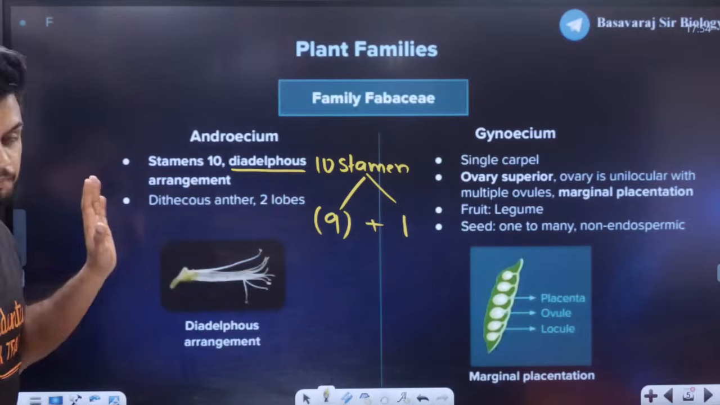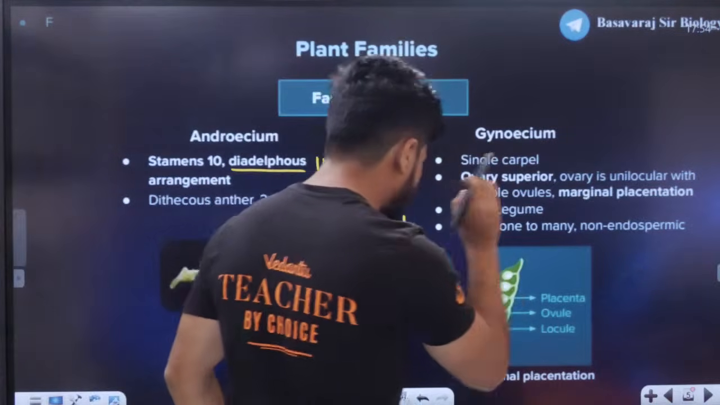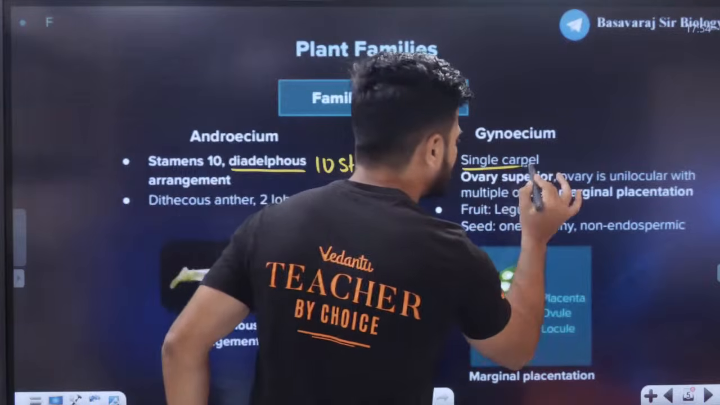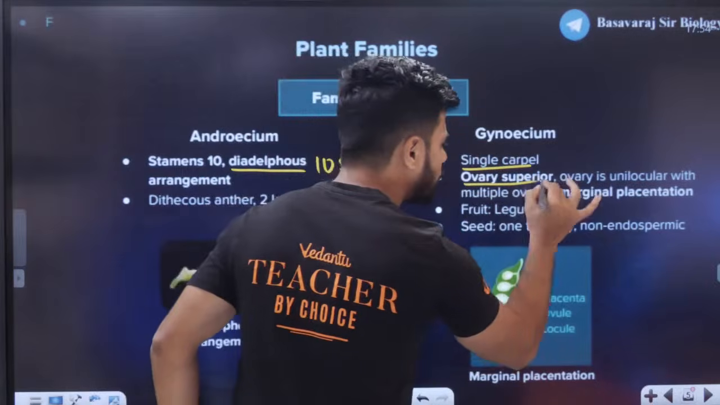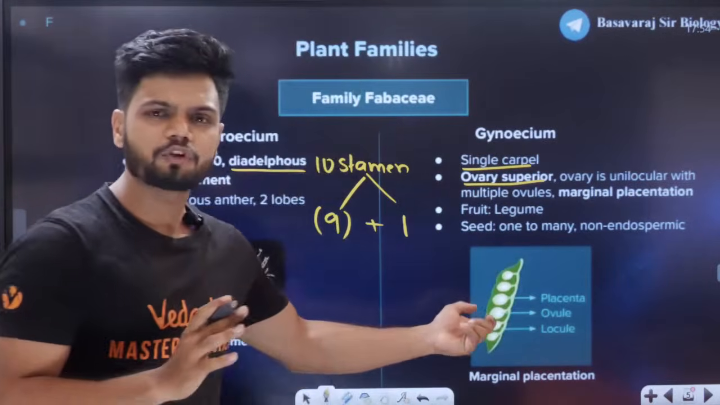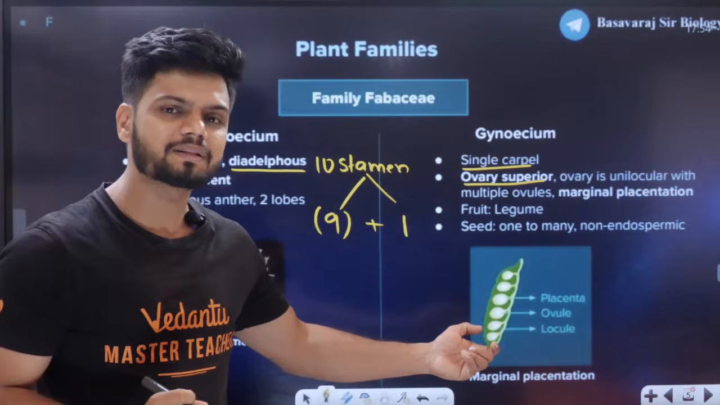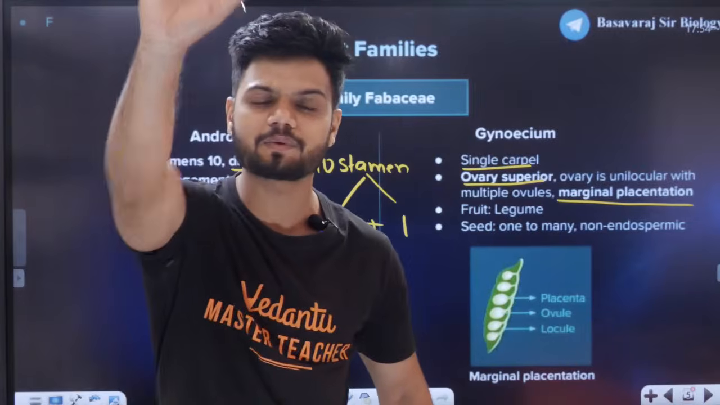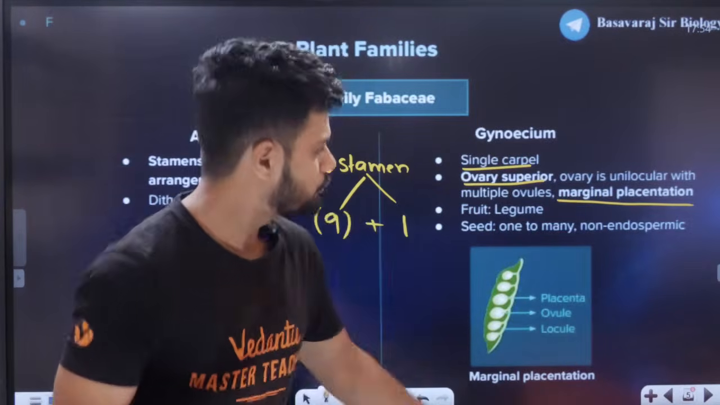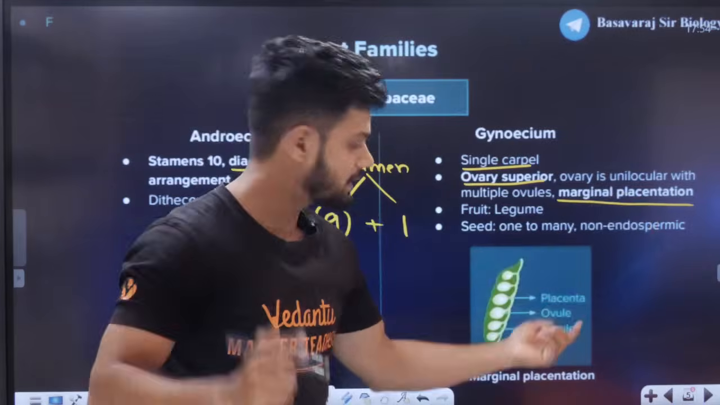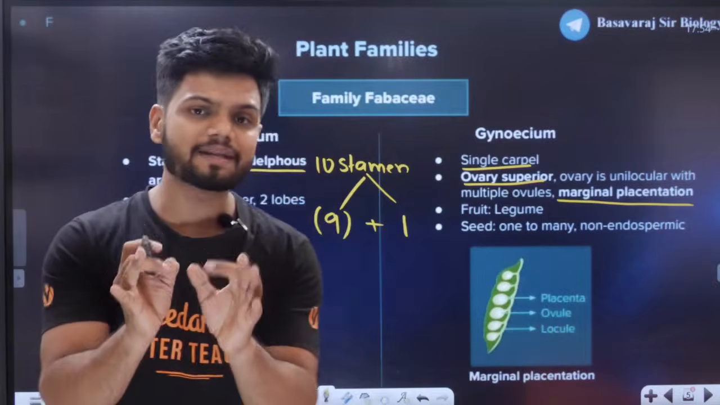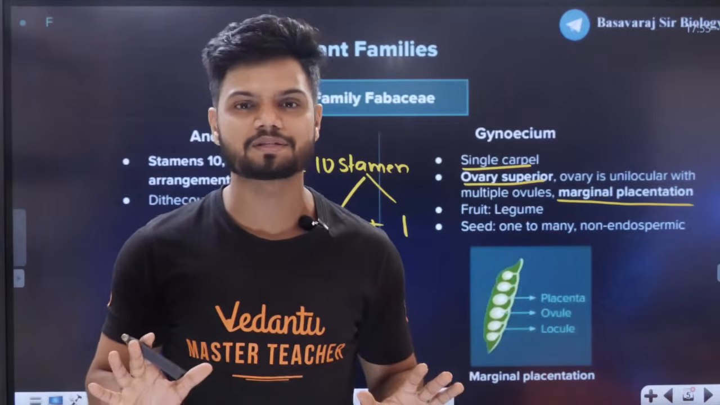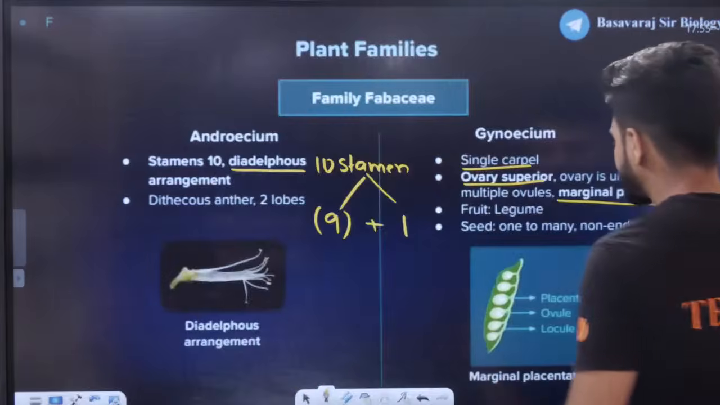You should remember this. Under gynoecium, students, the main thing you need to remember here is single carpel, superior ovary. But how many of you remember the example of marginal placentation given in your NCERT? Raise your hands quickly. Marginal placentation, pea plant. Whatever examples you have learnt in your chapter, the same thing is given here. That is your marginal placentation, pea plant.